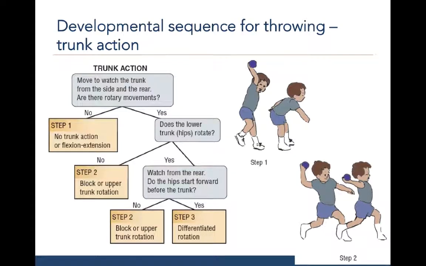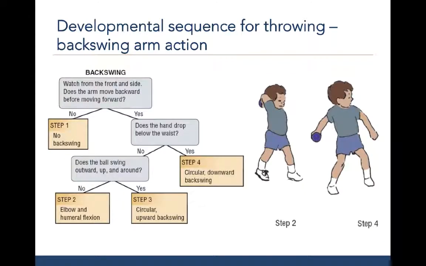With respect to the trunk action, step 3 is characterized by differentiated rotation at the hip and shoulders. Again, this means that the hips begin to move forward and then the shoulders move forward afterwards. With respect to the backswing action, step 4 is characterized by a circular downward backswing. Again, in this step, the hand and ball fall below the waist during the backswing. This is evident in the image to the right.